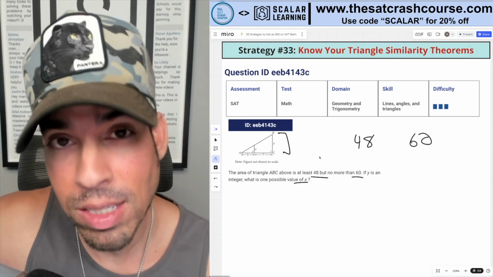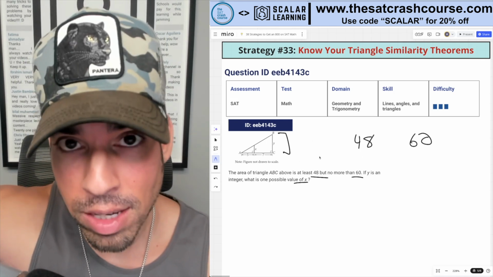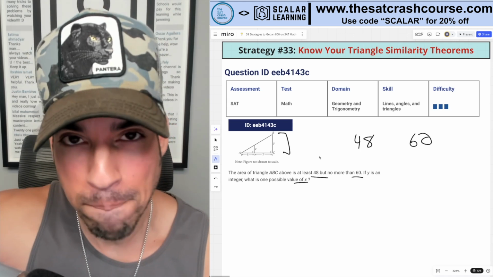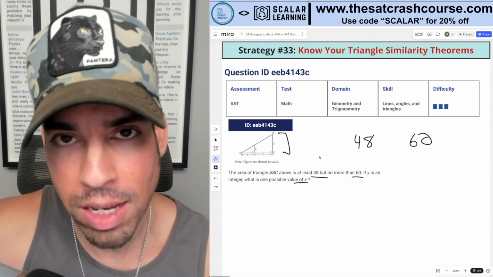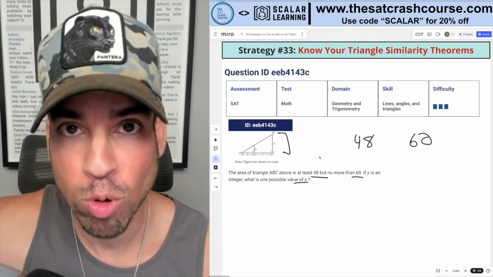And again, when we say side-angle-side, it means we have two sides that are proportionate and an angle in the middle that is equal. Side-side-side similarity is all three sides are proportionate in the same way.